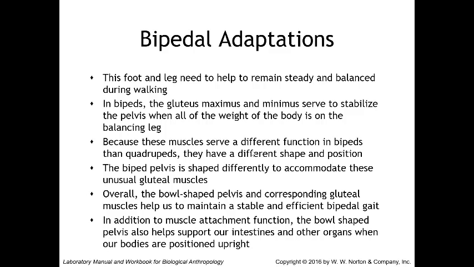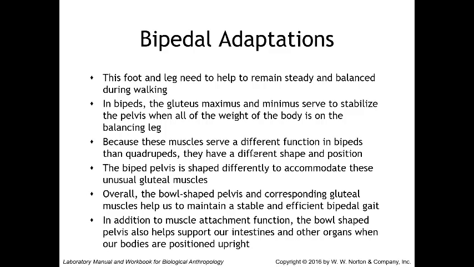Overall, the bowl-shaped pelvis and corresponding gluteal muscles help us to maintain a stable and efficient bipedal gait. In addition to muscle attachment function, the bowl-shaped pelvis also helps support our intestines and other organs when our bodies are positioned upright. So, going over bipedal adaptations.